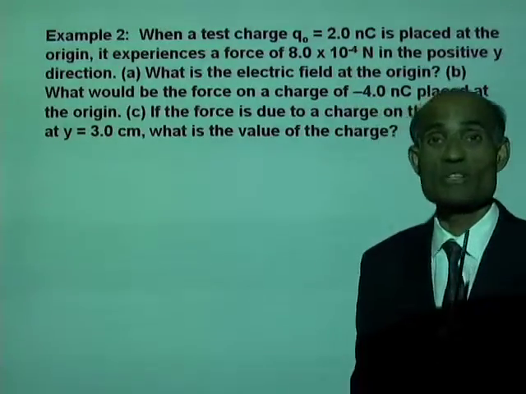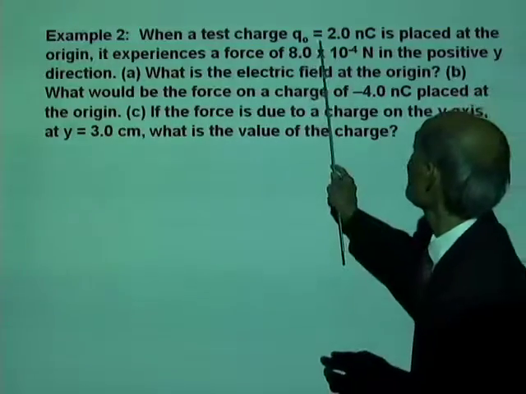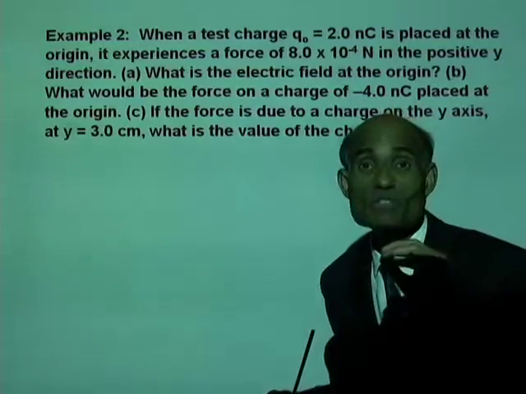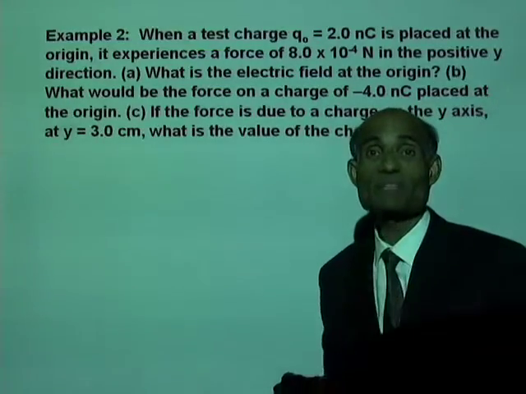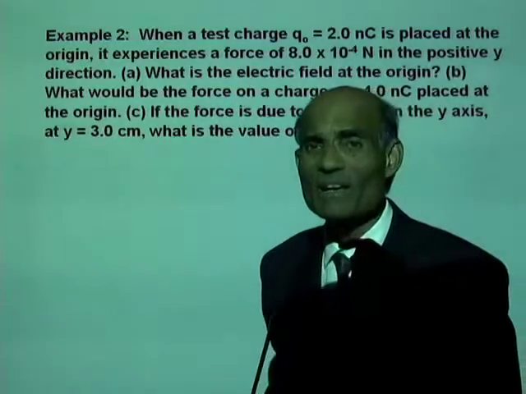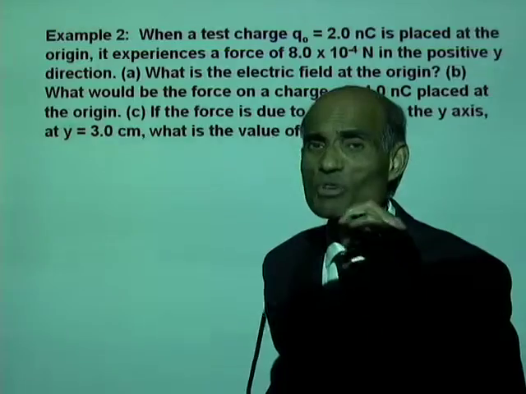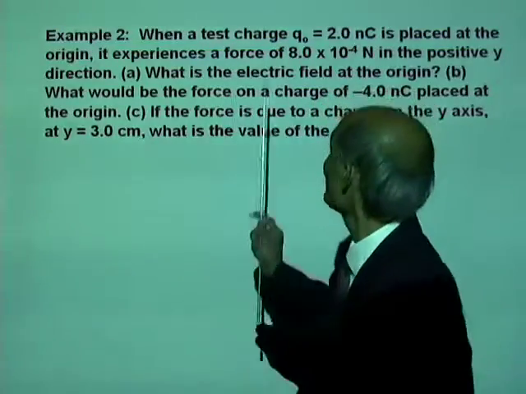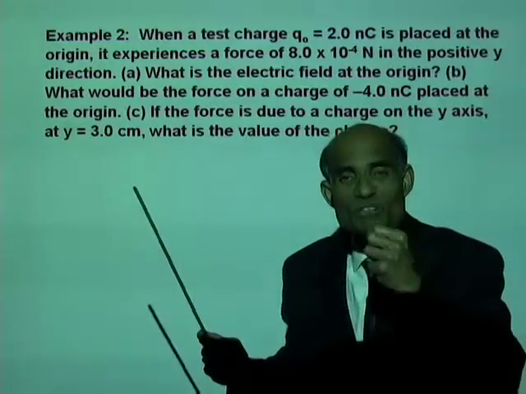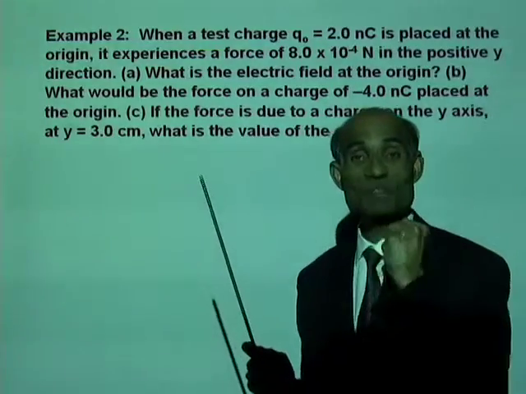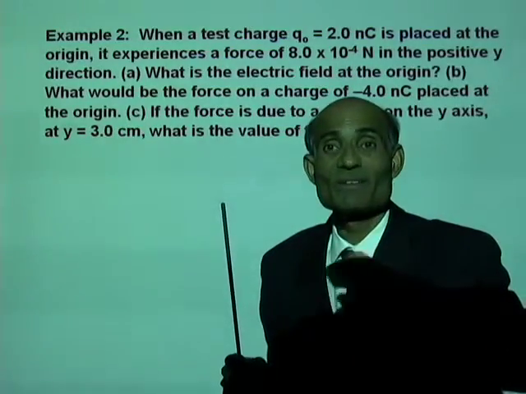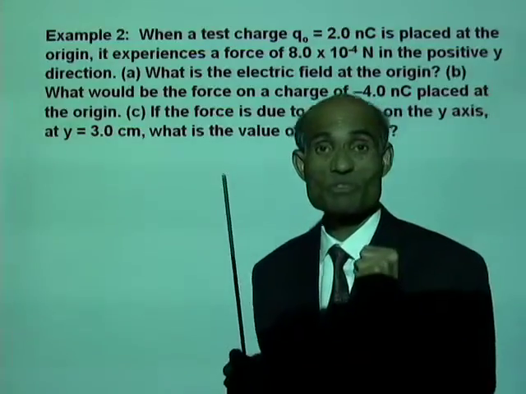When a test charge Q0 equal to 2 nanocoulomb is placed at the origin, it experiences a force of 8 times 10 to the negative 4 Newton. What do you think is the reason for that force? When this charge Q0 is placed at the origin, it experiences a force. Well, it experiences a force because there is an electric field at the origin. Right? Otherwise it will not experience a force.